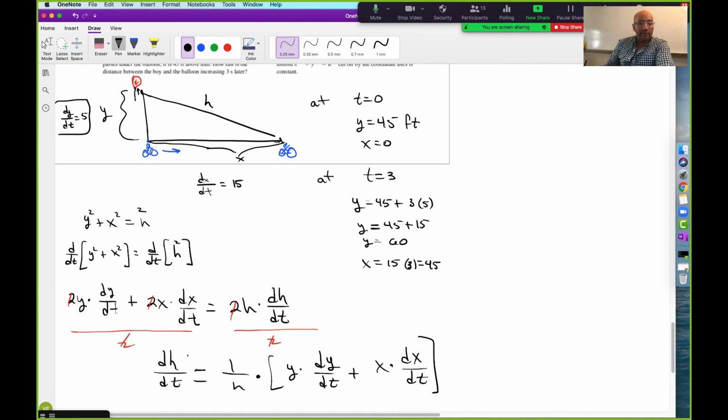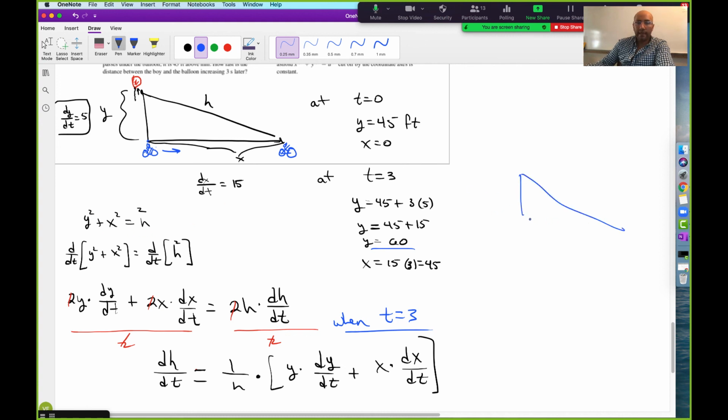So I'm just going to check off everything that I have. dy/dt, that's the speed of the balloon. Yeah, dy/dt was a 5. I know that one. The y, this is when t equals 3. We said y was equal to 60. So I have that one. X is going to be 45. I have that one. dx/dt, that's the speed of the boy. We have that one. So we have all of those. The only one that's missing is h, and h we can get from this little relationship.